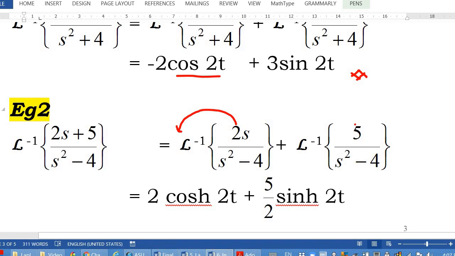If here is 4, it means the numerator must have 2. You factor out 5 here. You notice that the inverse Laplace of 2 over s squared minus 4 is actually hyperbolic sinh of 2t. So you have 5 hyperbolic sinh 2t. You multiply by 2, so you have to divide by 2. That's why the answer is 5 over 2 hyperbolic sinh 2t for the second term.